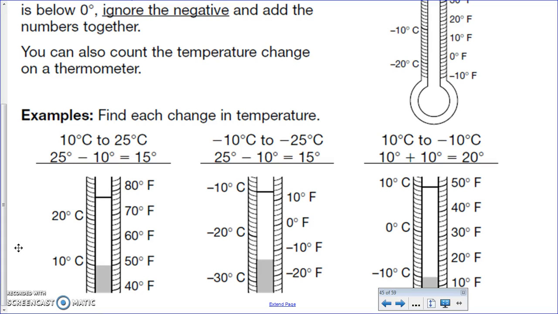However, when we get to one where we're going from a positive to a negative, or from a negative to a positive temperature, we're crossing the 0. So the numbering scale goes down to 0 and then it starts counting up above 0. So from 10 degrees Celsius to 0 is 10 degrees, and then from 0 degrees to negative 10 is another 10 degrees. So when you have this, all you have to do is add the two temperatures together, and that gets you a total change of 20 degrees Celsius here.